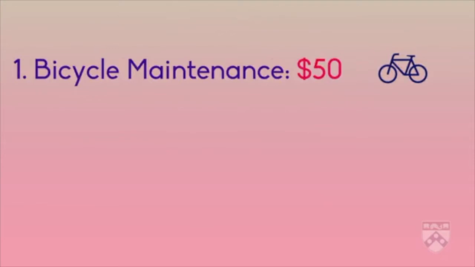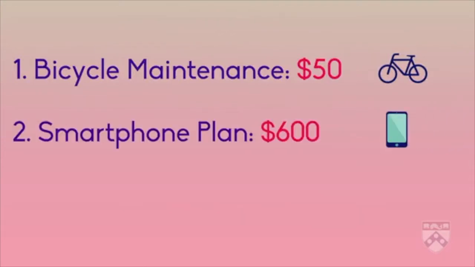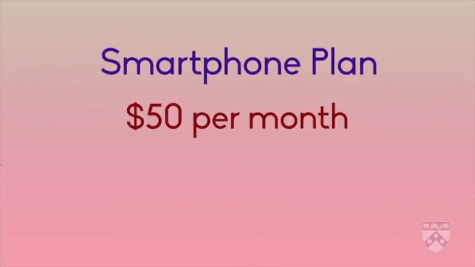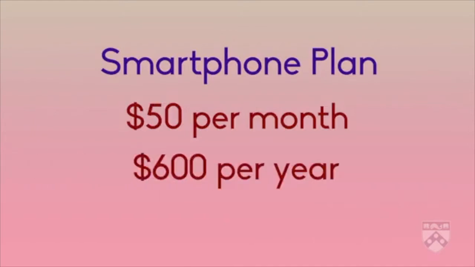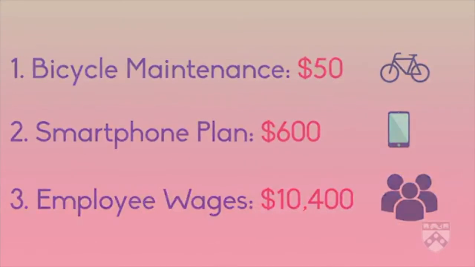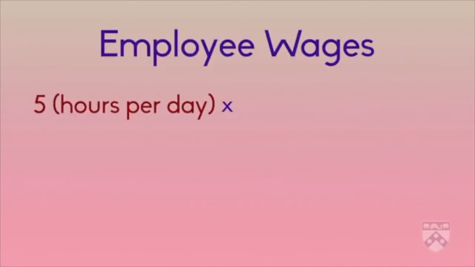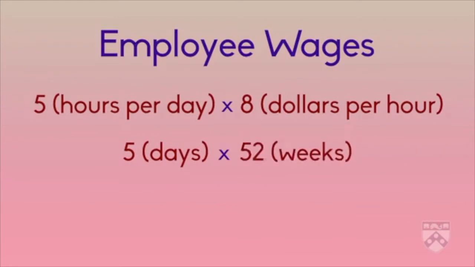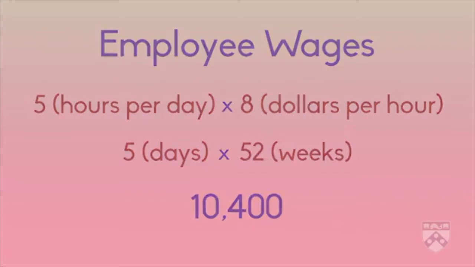1. Bicycle maintenance, keeping the bicycle working, $50. 2. Smartphone plan that includes phone and internet service, $50 for each month or $600 a year. 3. Employee wages, 5 hours per day multiplied by $8 per hour multiplied by 5 days multiplied by 52 weeks. This equals $10,400 per year.